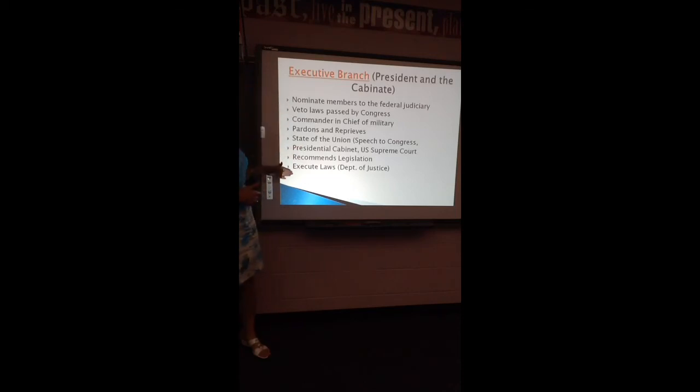And these are the duties of the president. He nominates people to the court system. He vetoes laws. He's in charge of the military. He can pardon. He gives a speech to Congress once a year. Speech to Congress, presidents of cabinet, and the U.S. Supreme Court. It's called the State of the Union every January. He recommends laws, legislation, and he makes sure that the laws are carried out.